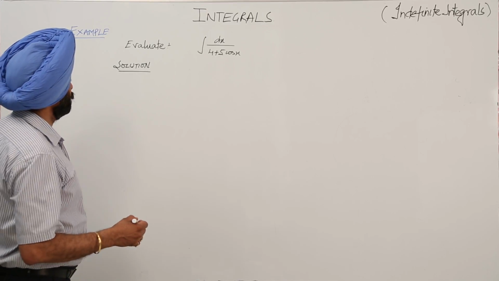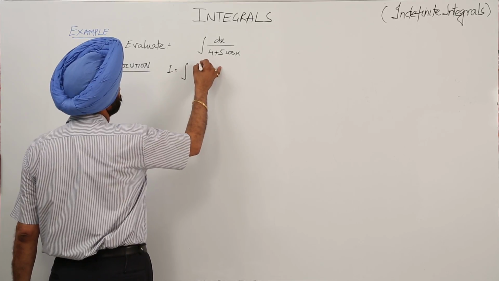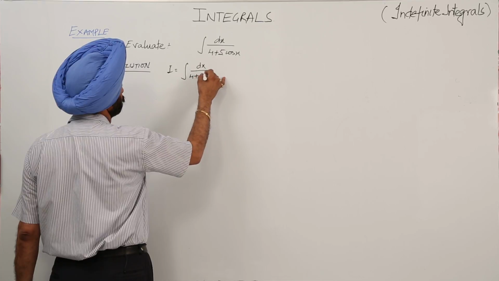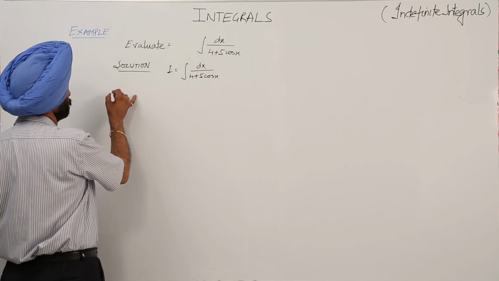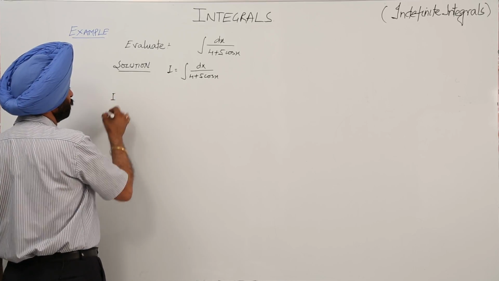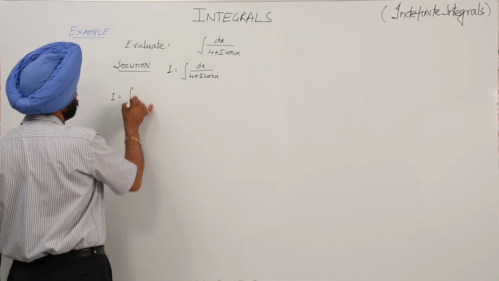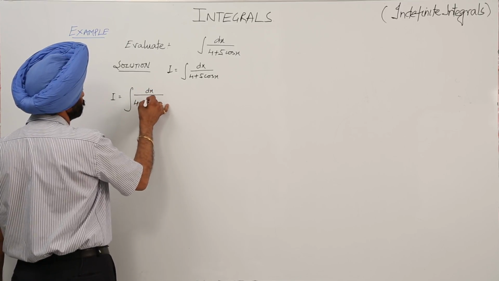Example: evaluate the integration of dx upon 4 plus 5 cos x. Now step 1 is what? We have to replace cos x by, dx upon 4 plus 5.